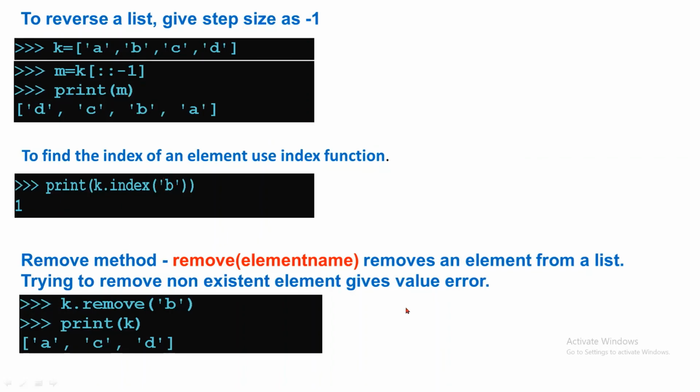Next, if I want to remove a particular element from a list, I can use the remove method followed by the element name. So here it is list name dot remove and then the element name. So this will remove the element B from the list and it prints only A, C, and D.